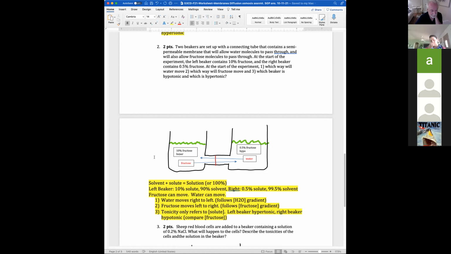Well, okay, but hyper and hypo are not related to the direction of movement. So for the direction of movement of fructose, it's going to move down its concentration gradient, which is from high to low. So it's going to move from left to right. Because it's more, is that right? Yeah, there's a higher concentration of fructose in the left beaker, so it's going to move toward the lower concentration, which is in the right beaker.